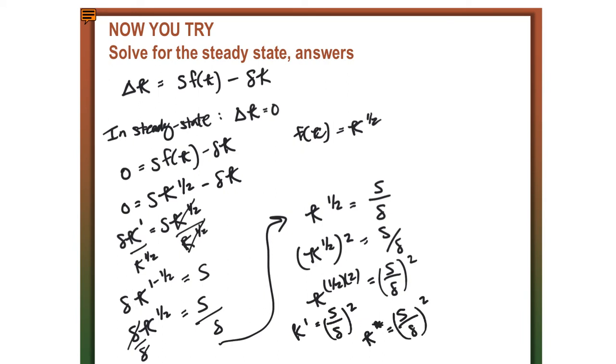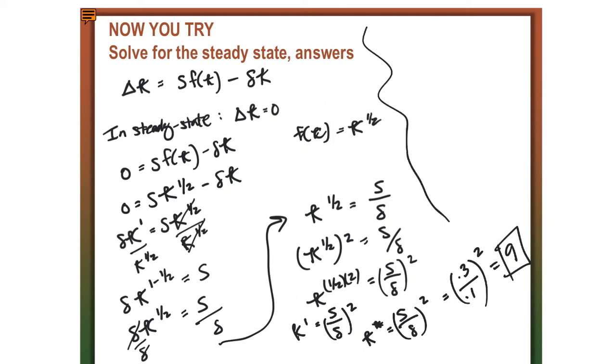And so we know we were given these values in the beginning. So s is equal to 0.3 and delta is equal to 0.1. So we can plug those things in. So that's 0.3 divided by 0.1 squared. 0.3 divided by 0.1 is 3. 3 squared is equal to 9. That's the same exact thing that we got before. So now we can go back and figure out, so if little k star is equal to 9, y star is equal to 9 to the 1/2 power, which is the square root of 9, which is equal to 3.